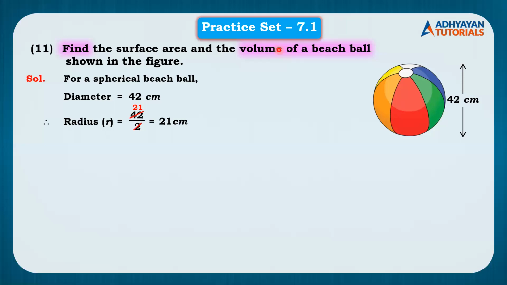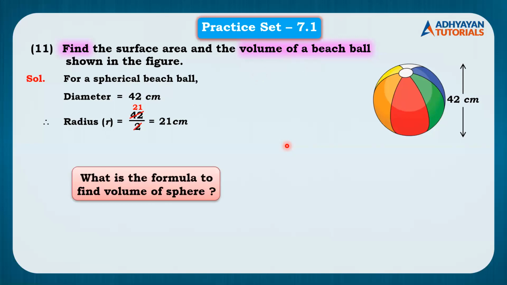That's why we have written here a spherical beach ball. So students, volume of beach ball means volume of sphere. So look in the formula sheet and tell me what is the formula to find volume of sphere. Perfect, very good. Volume of spherical beach ball is nothing but volume of sphere, and the formula is 4 upon 3 pi r cube. Is it clear to all of you?